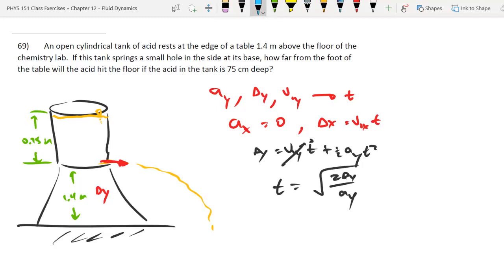So delta y is going to be, if I pick my coordinate system, so this would be my coordinate system, positive y here, positive x there. And then we have delta y is negative 1.4. And then we have ay is negative 9.8, right? And so what we'll get for the time is 0.534 seconds. So I'm just going to write that here.